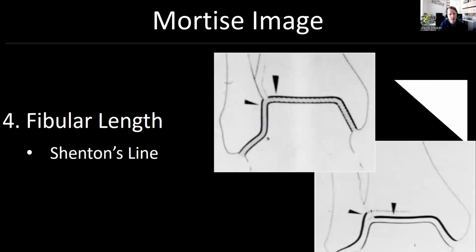But nonetheless, for completeness's sake, I've included it here. This is another measure of fibular length I actually find much more useful, which is the Shenton's line formed at the lateral shoulder of the talus between the fibula and the plafond. I've outlined it here in red. When there's shortening of the fibula, this relationship is often disrupted, as you see in the bottom right image.